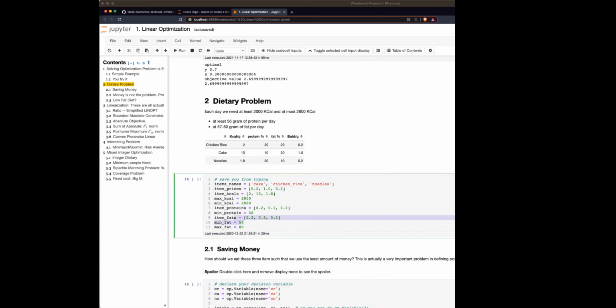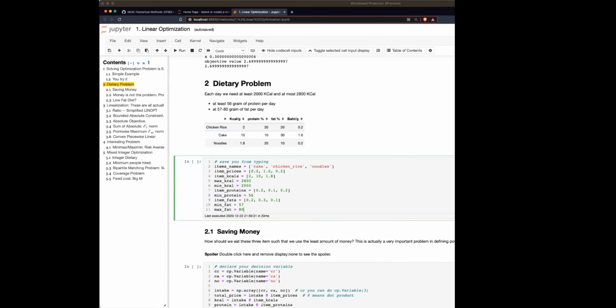That's good. So for example, item protein is what you get if you eat 1 gram. If you eat 1 gram of chicken rice, then you're gonna get 0.2 gram of protein because that's 20%. Minimum protein is this much and so on. Everyone kind of get the idea, right? There are things that you can eat. You cannot eat cake all day because you're gonna get really fat. You're gonna have too much fat and not enough protein, and you're gonna spend a lot of money and so on.